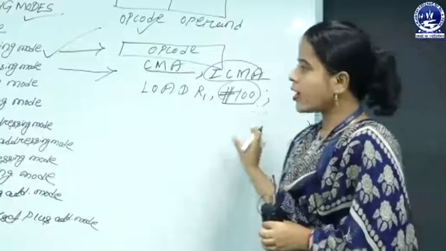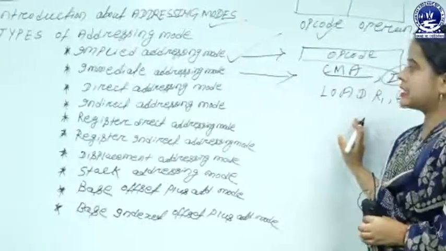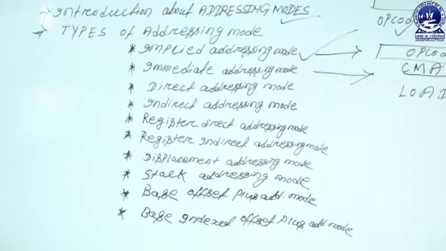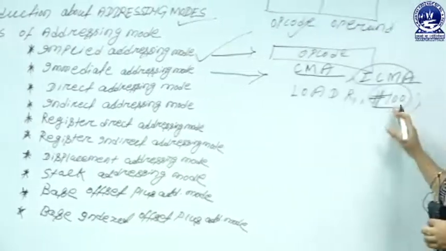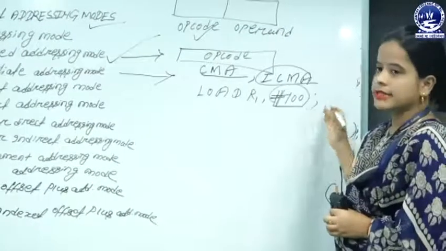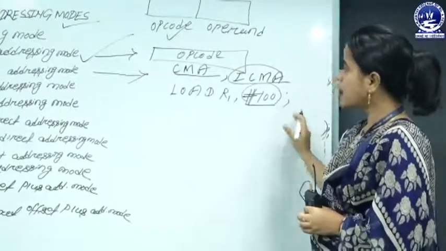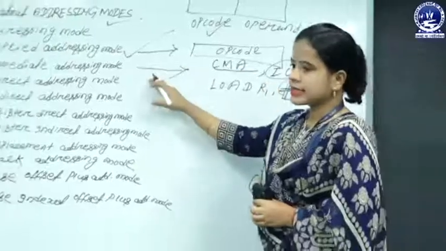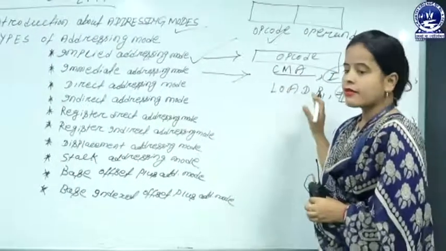But if the programmer needs to change the given data value repeatedly, that is not easily possible, so the immediate addressing mode is very less flexible.